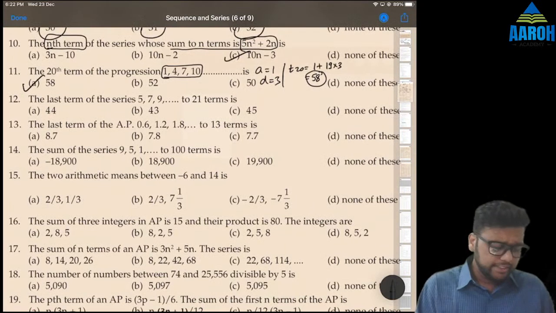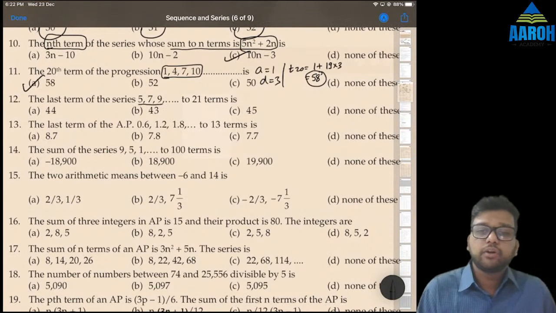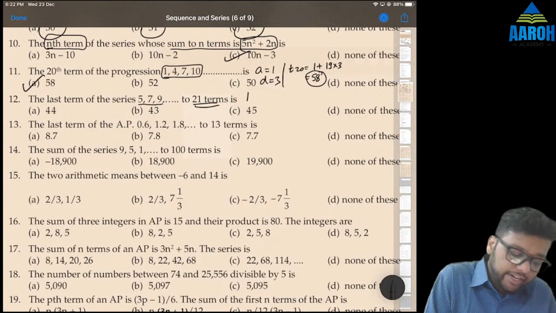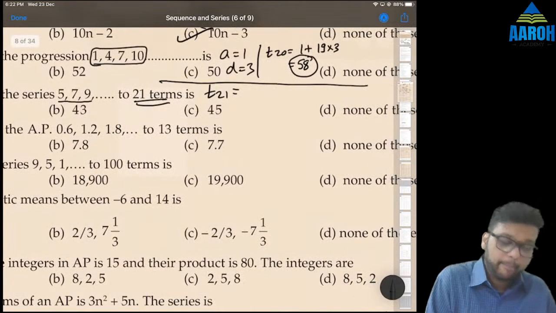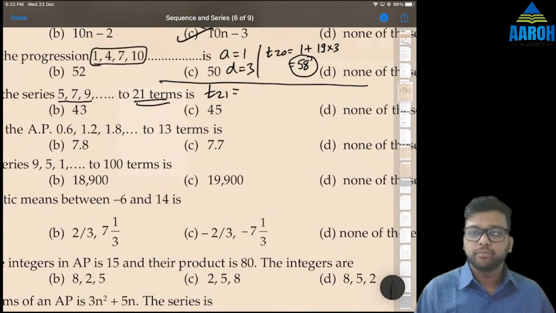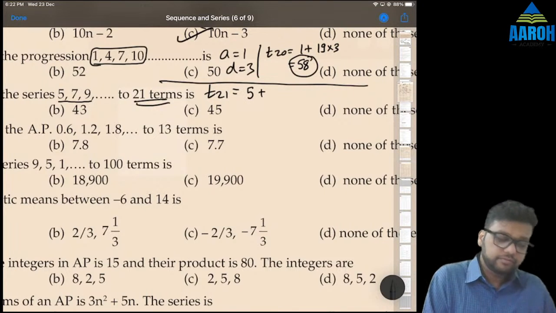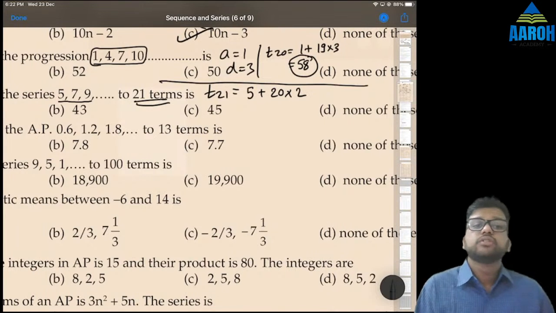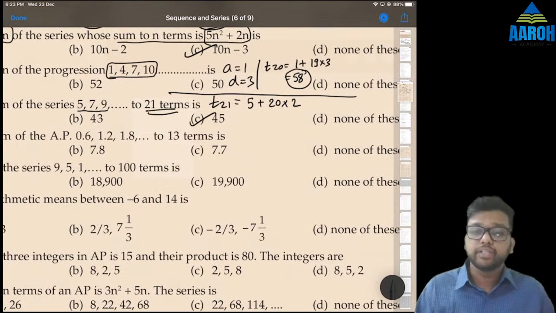Next is again easy. Last term of the series 5, 7, 9, dot dot dot to 21 terms. That means we want T21. Okay, no problem. We know that A, the first term, is 5, plus n minus 1, that is 21 minus 1, is 20, into D, common difference is 2. So 20 into 2, 40, 40 plus 5, 45 is the correct answer. Option C, check.